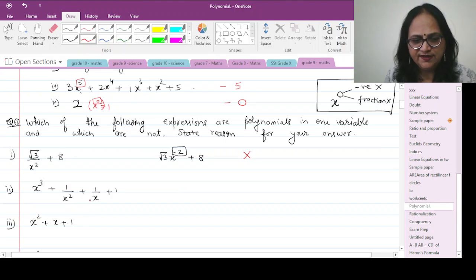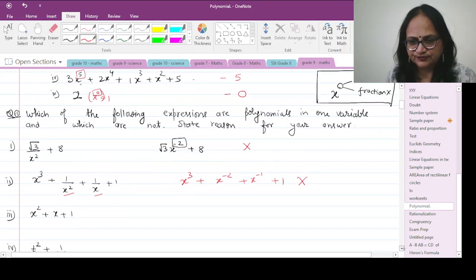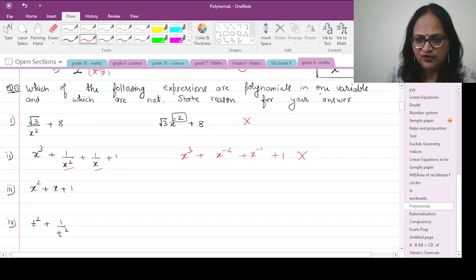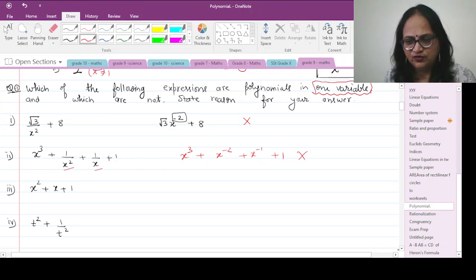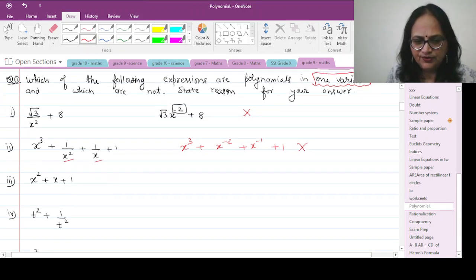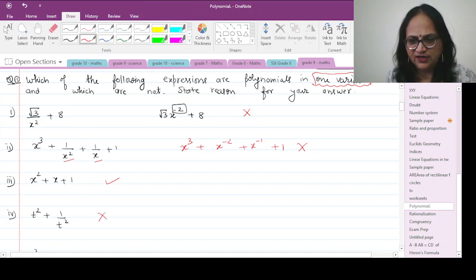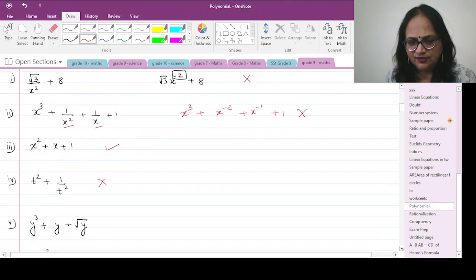Look at example number 2. Question number 2, as you can see, x square and x, these are in denominator. So x cube plus x to the power minus 2 plus x to the power minus 1 plus 1. It can be written like that as per the rules of exponents. So this is again not a polynomial. Achha, they are asking polynomial in one variable. Okay, this also we need to consider. If there are two variables, then we have to cross it. This is a polynomial, all the powers are whole numbers. This is not a polynomial, again the same reason.